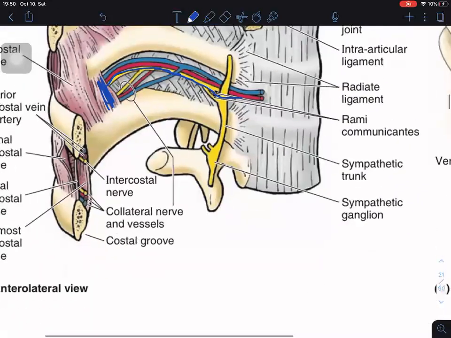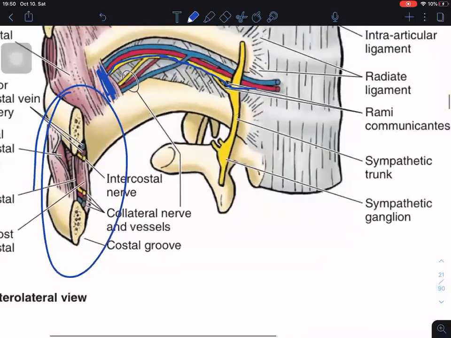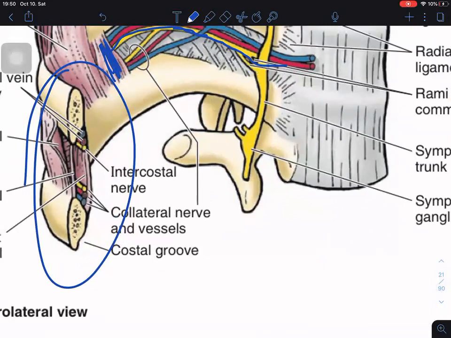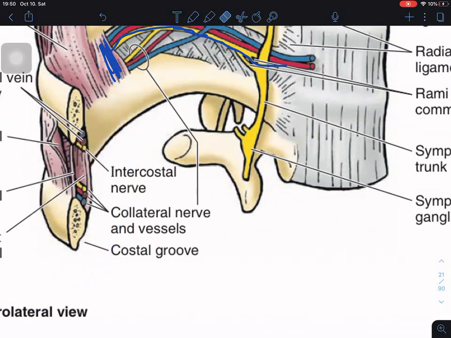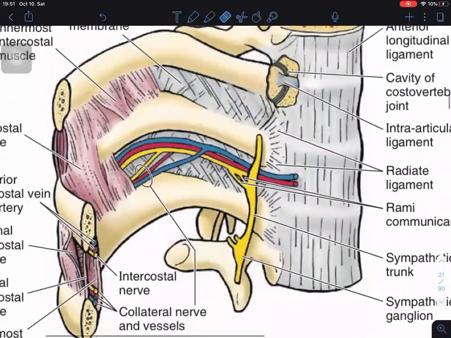If you look at this cross section of the bone, you can see that the intercostal nerve and vessels are kind of sandwiched between the innermost and internal intercostal muscles. So at least you have to know theoretically that the neurovascular bundles run between the internal and innermost intercostal muscles. That's the key point for you to at least mention to your examiner in the exam.